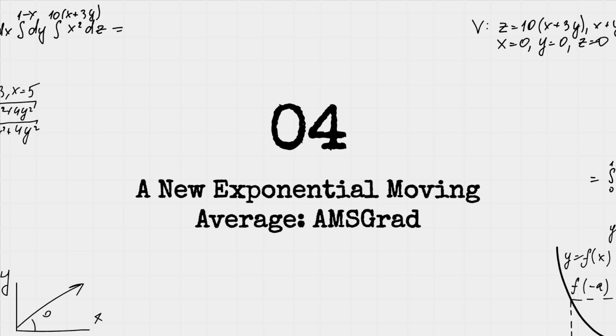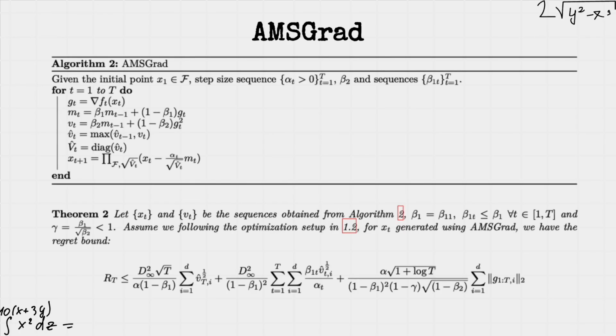So after all these introductions showing that Adam is not correct and diverges, we are finally introducing a new exponential moving average algorithm, AMSGrad. By giving a temporally related sequence beta 1t and a constant beta 2 satisfying beta 1 over the square root of beta 2 being less than 1, the regret has the following bound. And the step of taking the maximum between v hat t minus 1 and vt actually ensures that the learning rate is non-increasing.